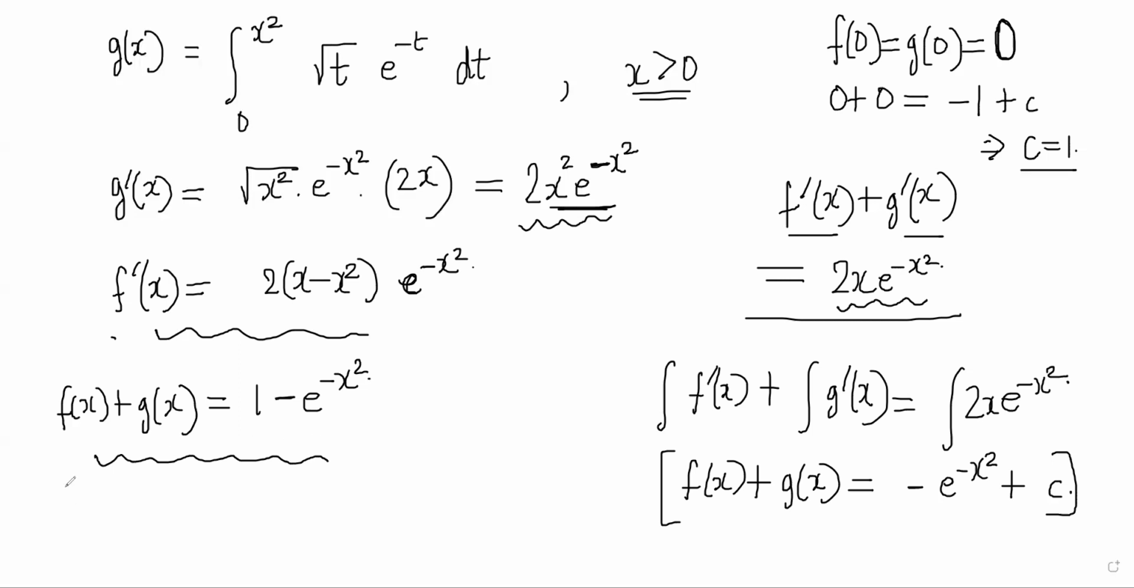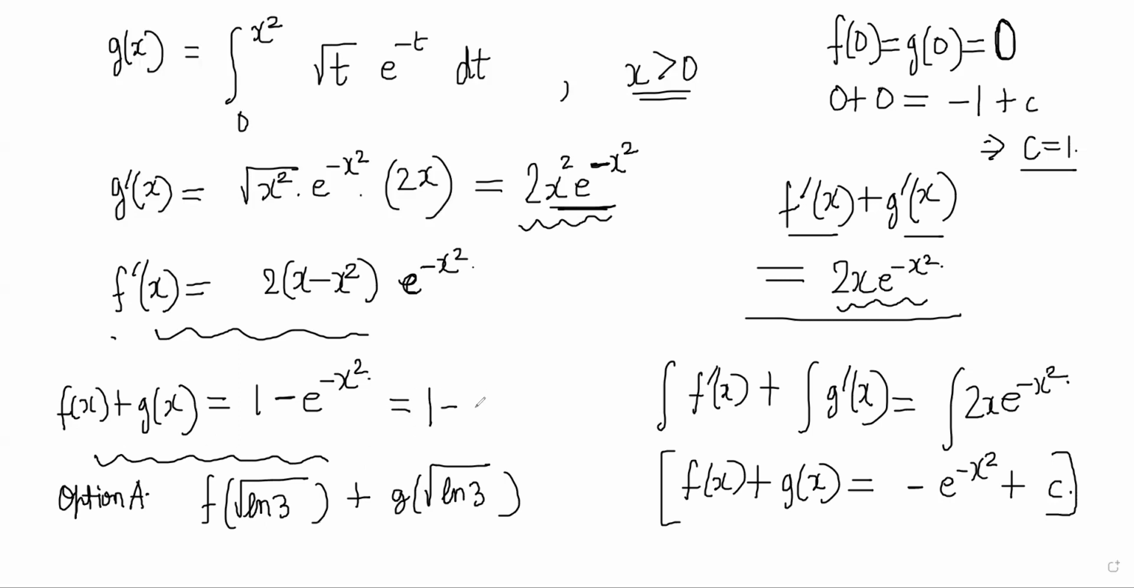Now we can check option A. Option A was f(√ln 3) + g(√ln 3), and we have to evaluate that option, right? So what will we get here? If we put x is equal to root of ln 3 here, we'll get 1 - e^(-(√ln 3)²), and the whole square will be ln 3. So this will be ln(1/3). So this will be 1 - 1/3, which is equal to 2/3.